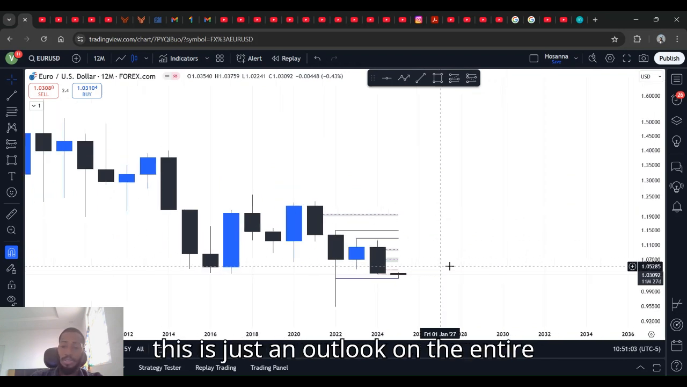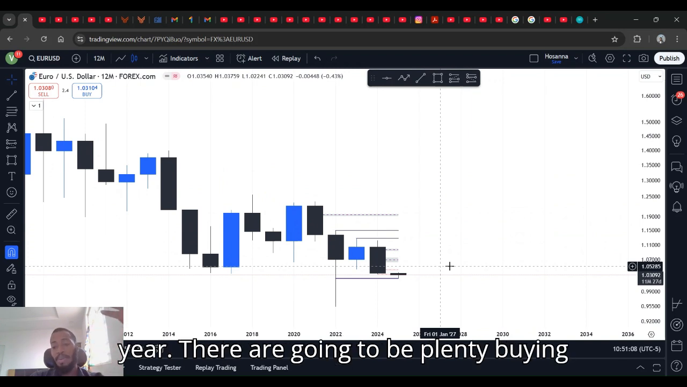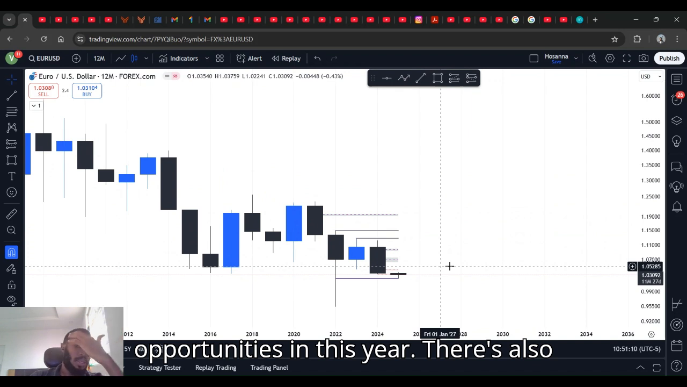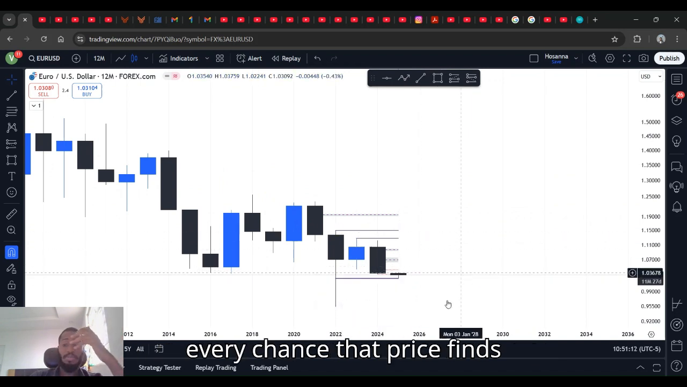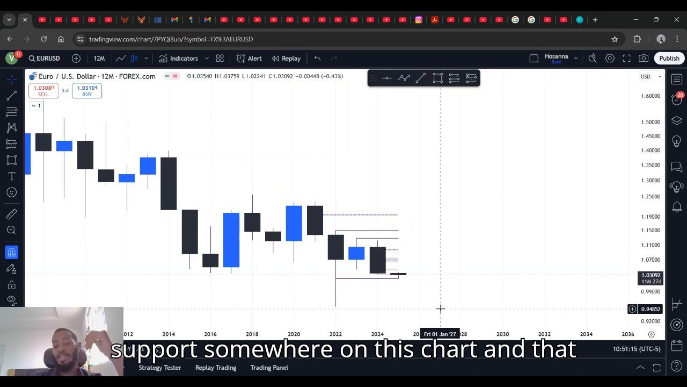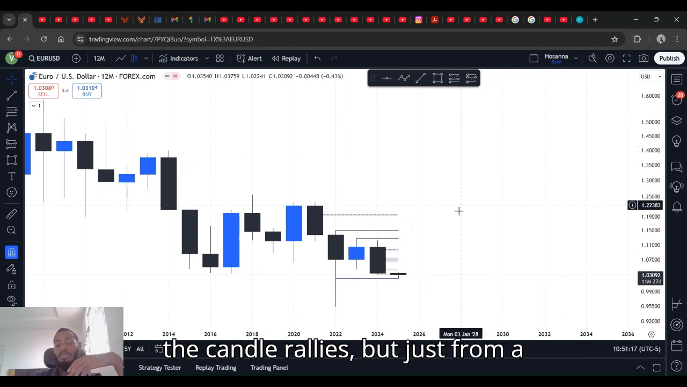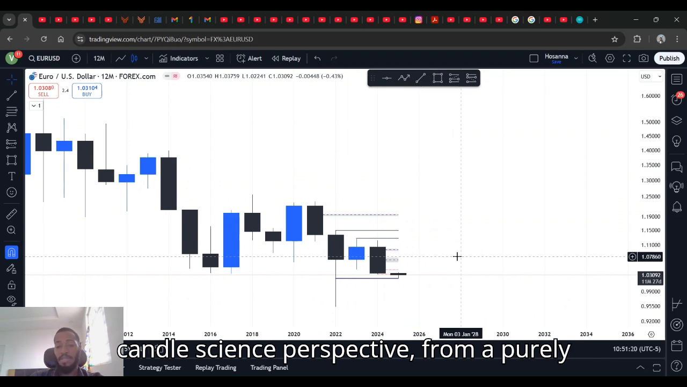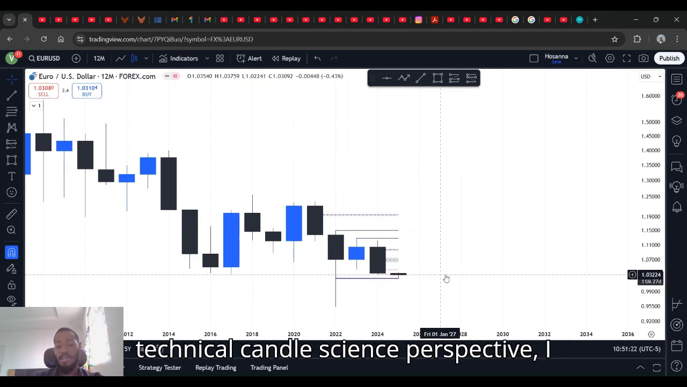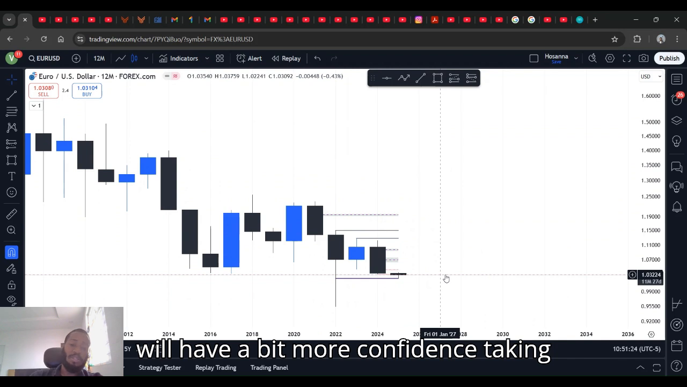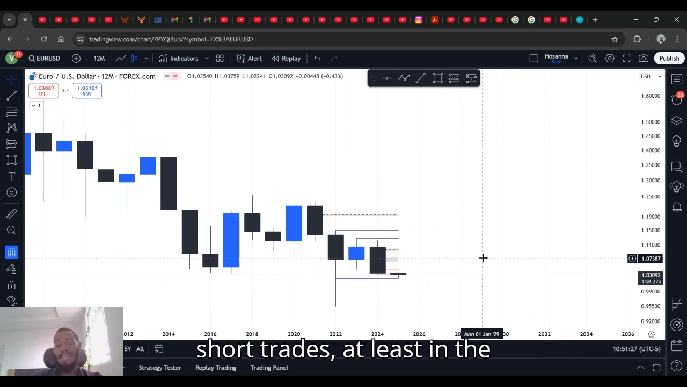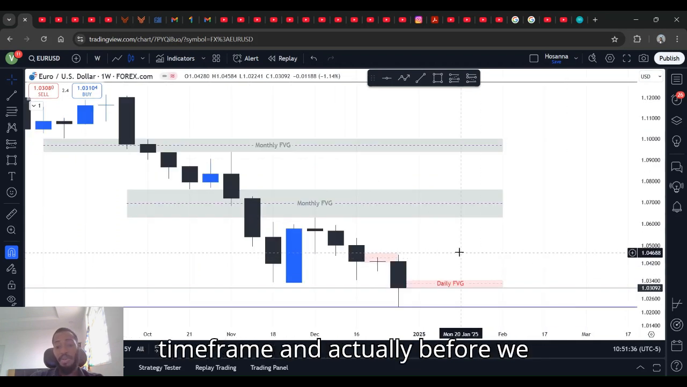Now, of course, this is just an outlook on the entire year. There are going to be plenty of buying opportunities in this year. There's also every chance that price finds support somewhere on this chart and that the candle rallies. But just from a purely technical candle size perspective, I will have a bit more confidence taking short trades, at least in the early part of the year. Now, after that has been said, let's go down to the weekly time frame.